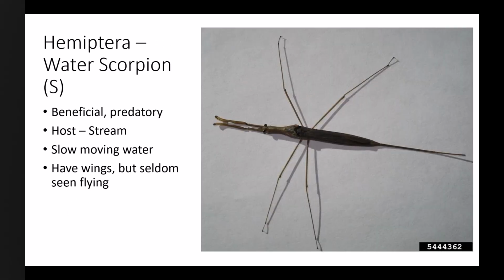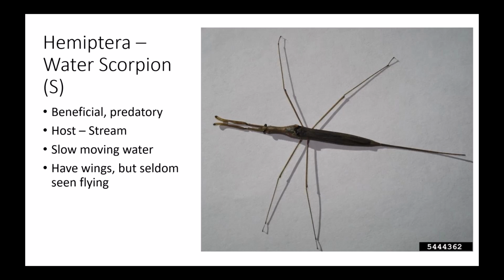And the final senior Heteropteran is the water scorpion. So these are a beneficial aquatic insect. They're found by streams, slow-moving waters. They do have wings, but they seldom fly. They are going to be, again, predatory, feeding on those other insects that are around the water, maybe even mosquito larvae. And so this is our final Heteropteran.